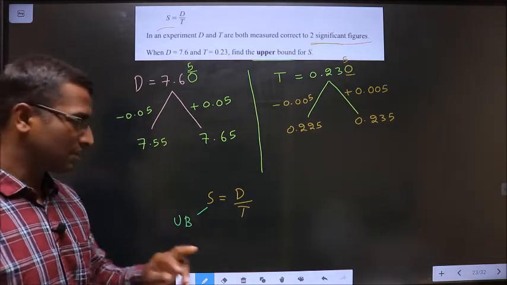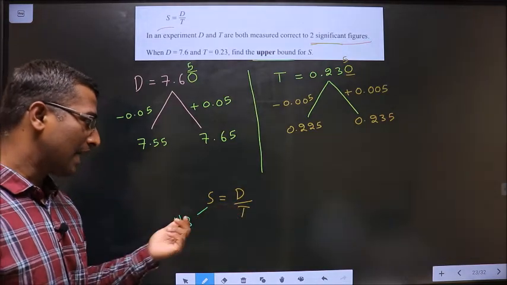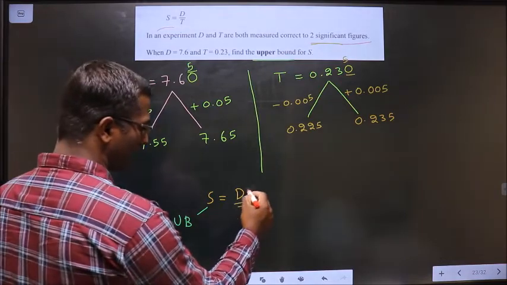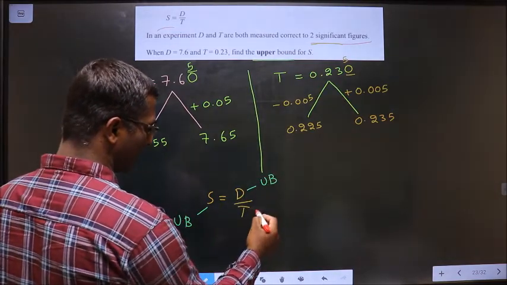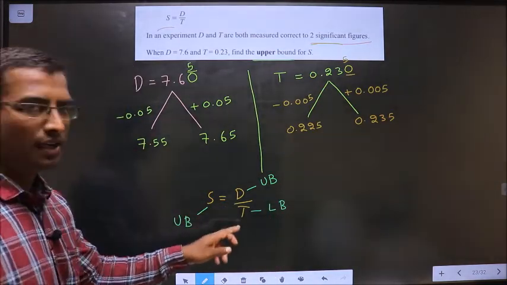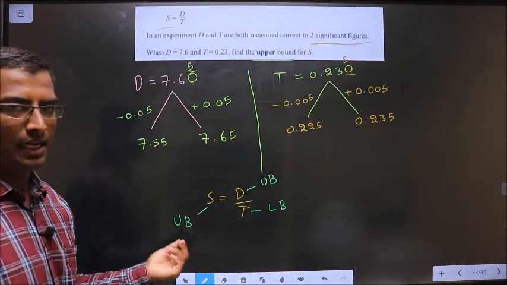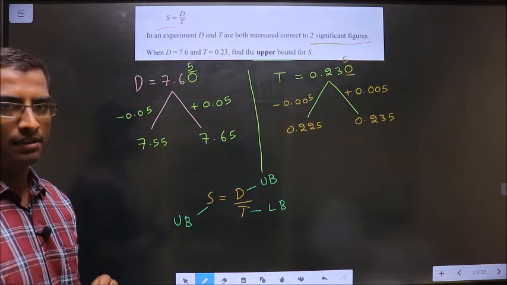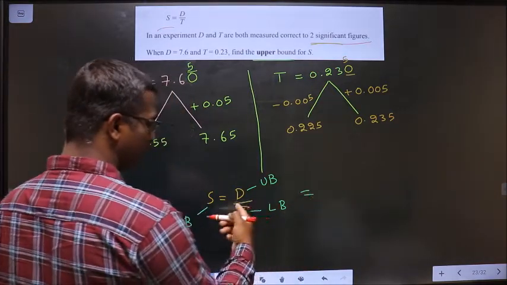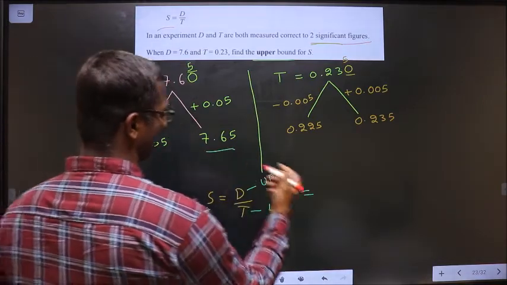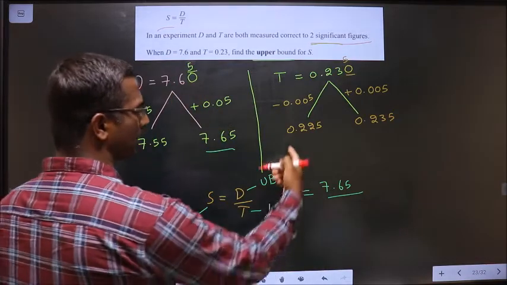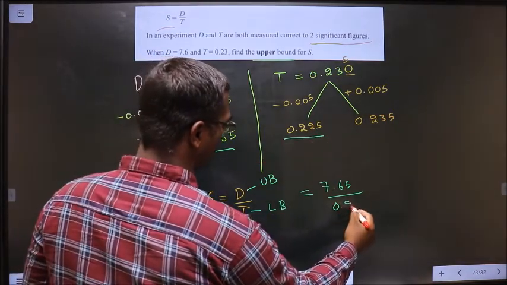See, for S I should find the upper bound. Here you should analyze. This is a fraction and the result should be an upper bound only if for the numerator you take the upper bound and for the denominator you take the lower bound. In the fraction, upper by lower will result in upper. Clear? Now let us replace the values. So for d, upper bound is 7.65. For t, lower bound is 0.225.